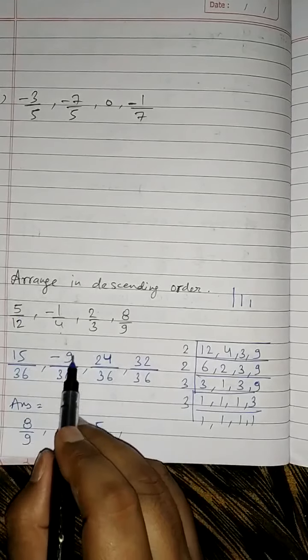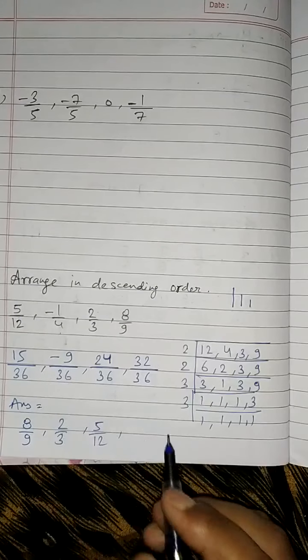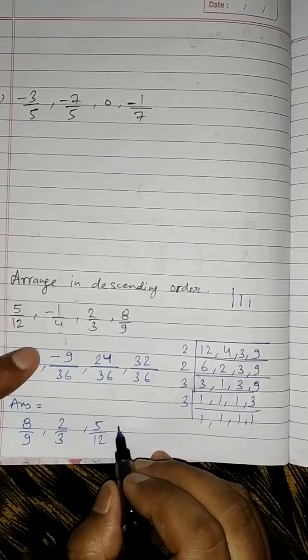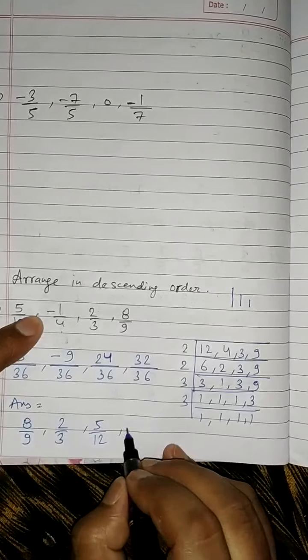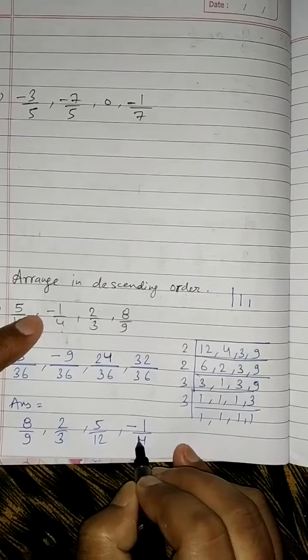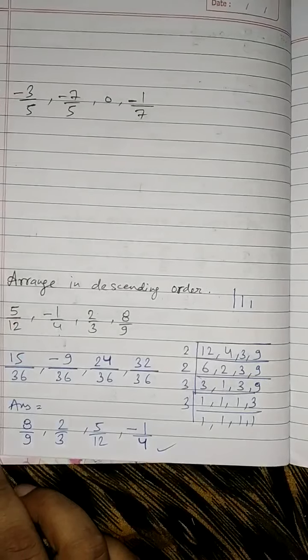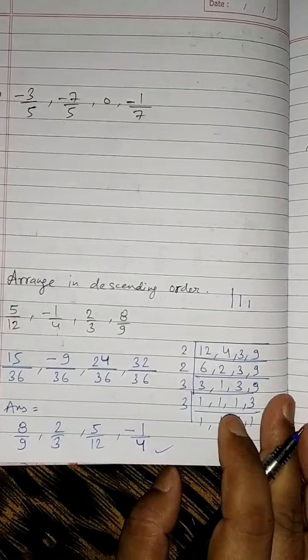And lastly, we have a negative number. A negative number is always smaller. So minus 9 upon 36 represents minus 1 upon 4. We will write here minus 1 upon 4. So this is the required answer for this part.